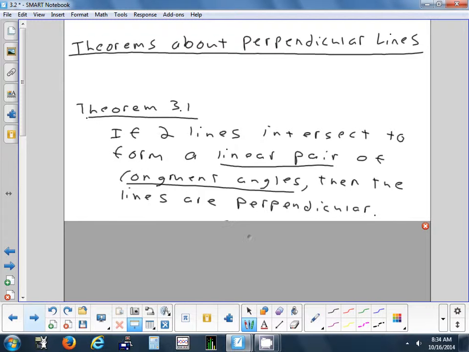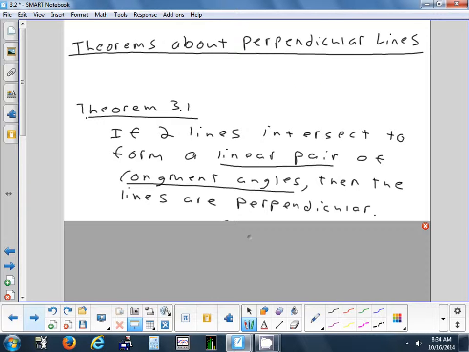Okay, so it's important here you remember what linear pair means. Linear pair means you have two angles that are adjacent. Adjacent means that they share a side and a vertex. So two angles that are adjacent, and the sides that they don't share form opposite rays. That's a linear pair. Okay, so here's an example.